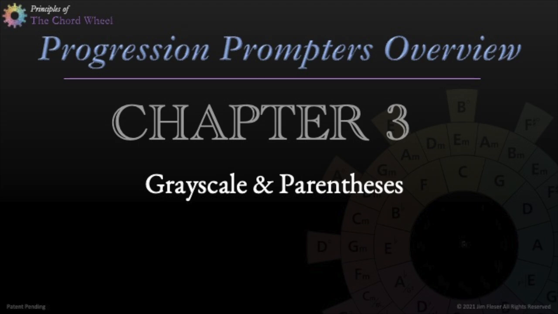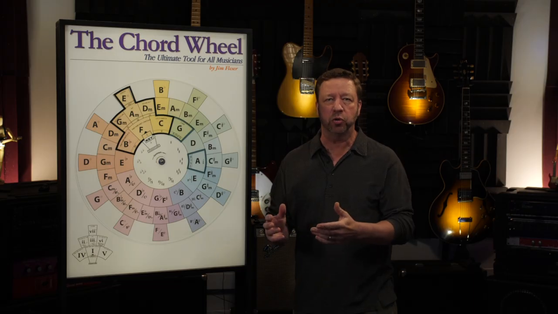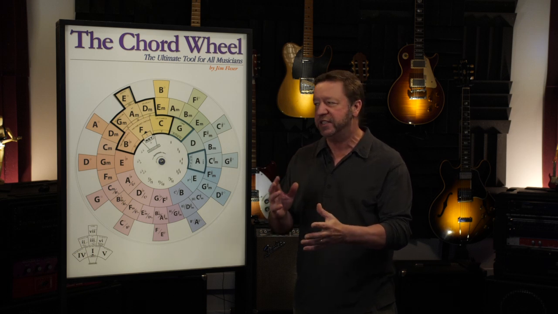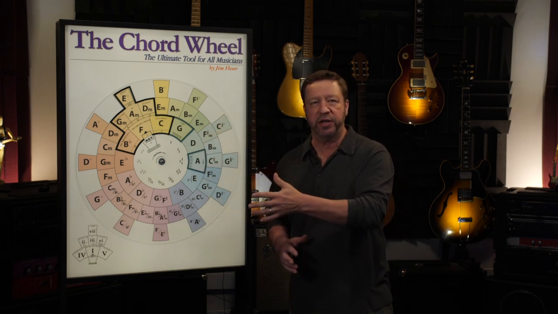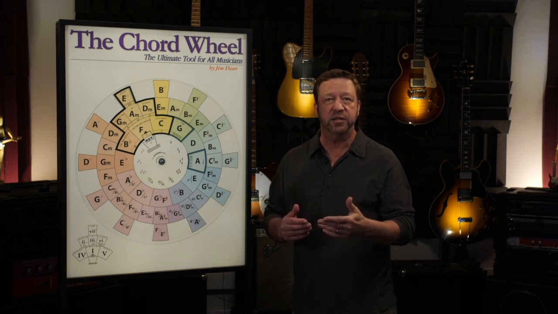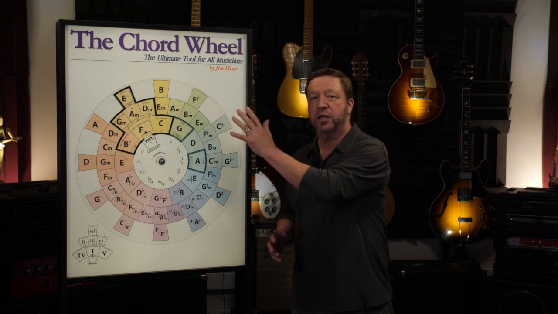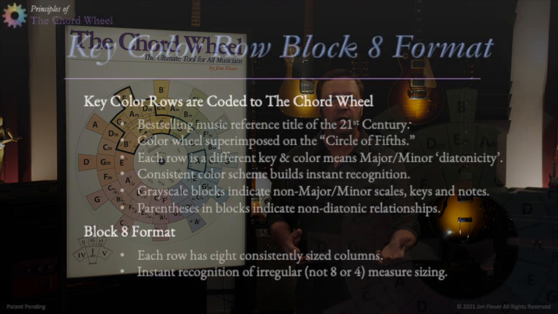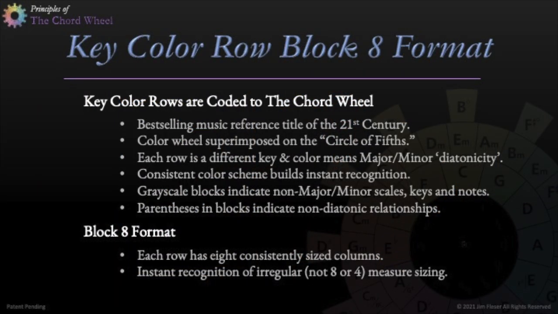Now here in Chapter 3, it's time to talk about the notes and chords that lie outside the diatonic major-minor paradigm and all the related modes. We do that using grayscale boxes that are no longer part of our color scheme, if you will. So this is where our grayscales come in. Grayscale blocks indicate things that are outside of this major-minor paradigm.